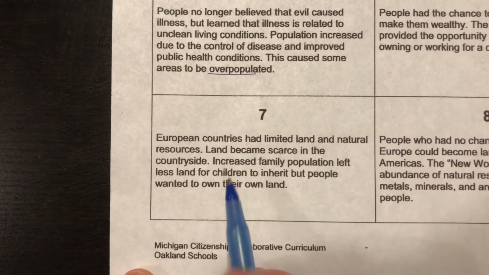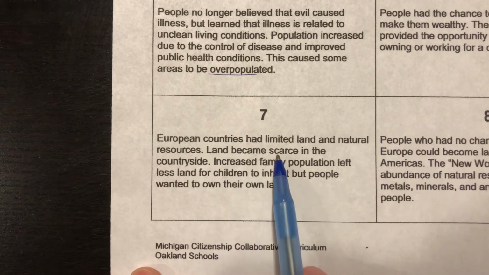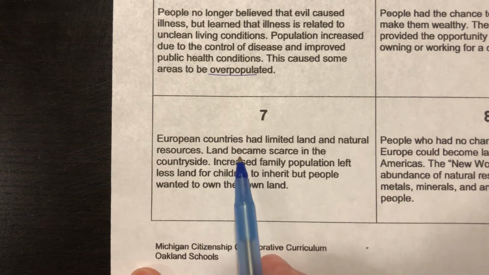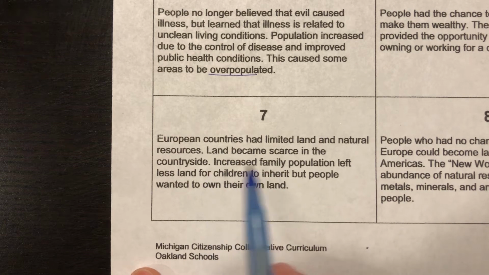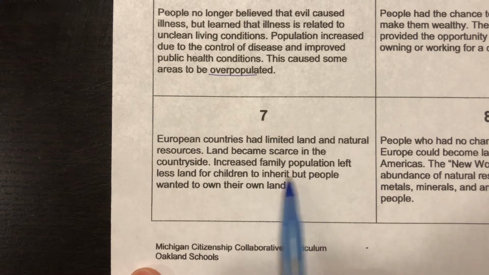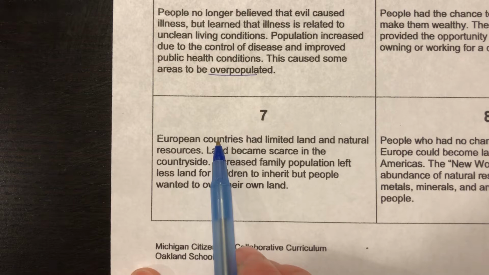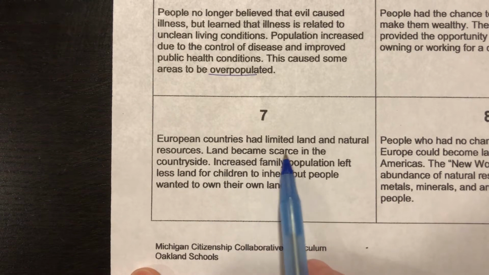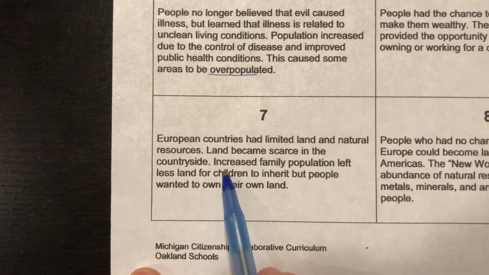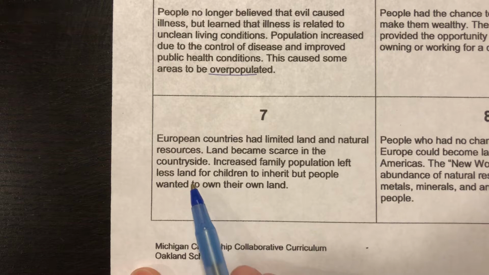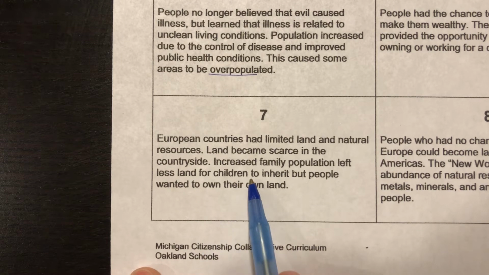All right, to number 7. European countries had limited land and natural resources. Land became scarce in the countryside. Increased family population left less land for children to inherit, but people wanted to own their own land. So in Europe, where they're currently living, they had limited land and natural resources. Land became scarce. It means there's not much of it. And the fact that the population's increasing left less land for children to inherit.